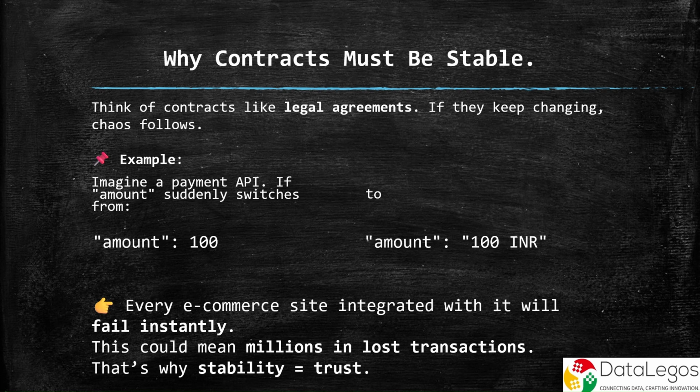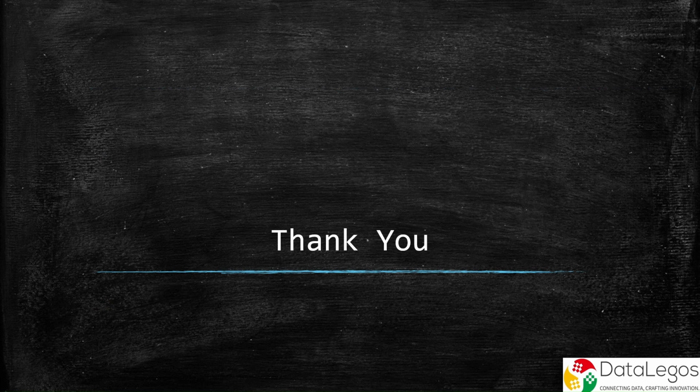This brings us to stability. Imagine the chaos if critical details in a contract kept changing overnight. Systems would fail, businesses would lose reliability, and users would lose trust. A stable contract is not just a technical detail, it is a professional promise. Stability allows teams across the world to rely on your API without hesitation. And in software, trust is everything.